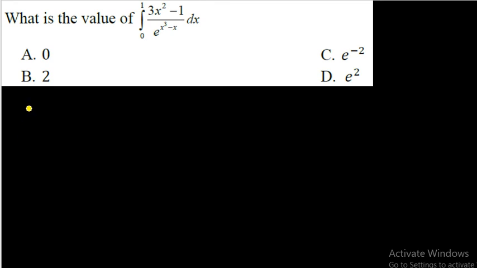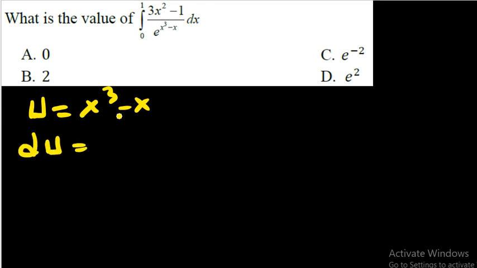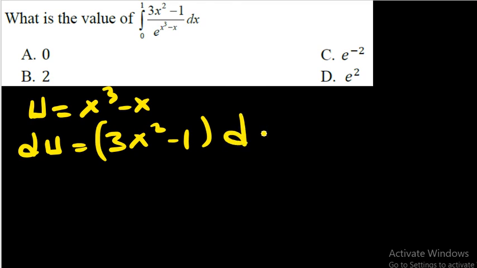Let us take the exponent of e as u, that is x cubed minus x. Take this one as u. If you differentiate both sides, du will be the derivative, 3x squared minus 1, just dx. That means the upper part, the whole thing including the dx, will be replaced by du, as you see here, and the lower part will be e to the power of u.